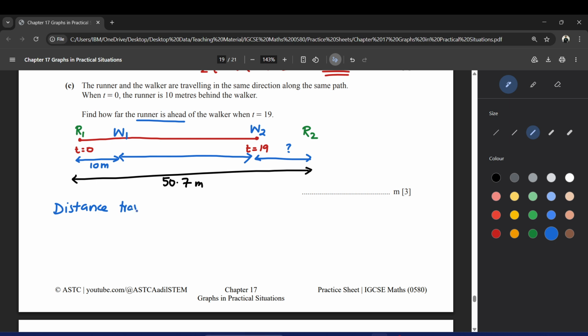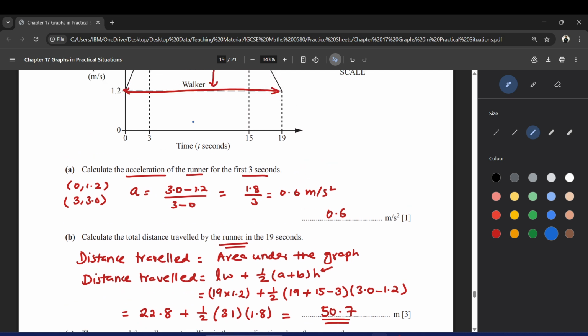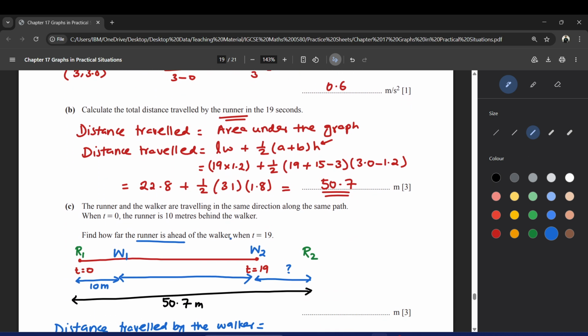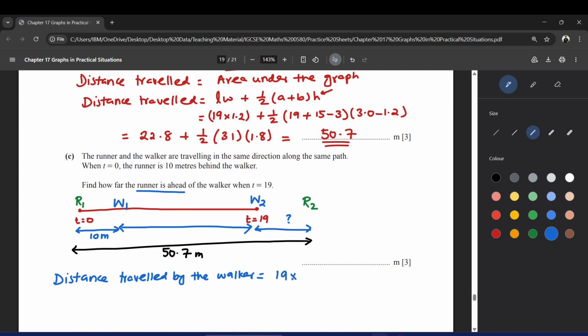Distance traveled by the walker is equal to, now, the distance traveled by the walker is just the area of this rectangle, right? So that would be 19 multiplied by 1.2. 19 into 1.2 was 22.8, we already worked this part out. So that is 22.8 meters. So that means this is 22.8 meters.